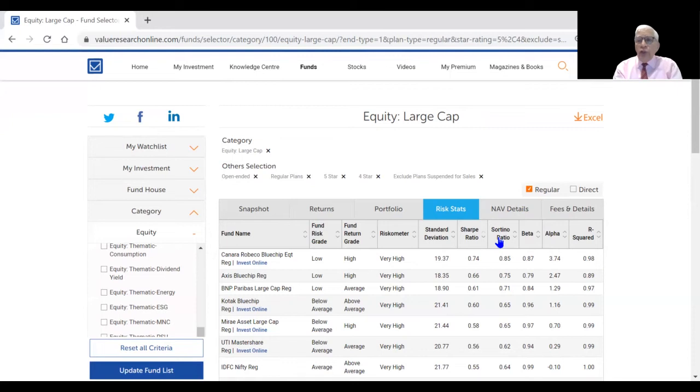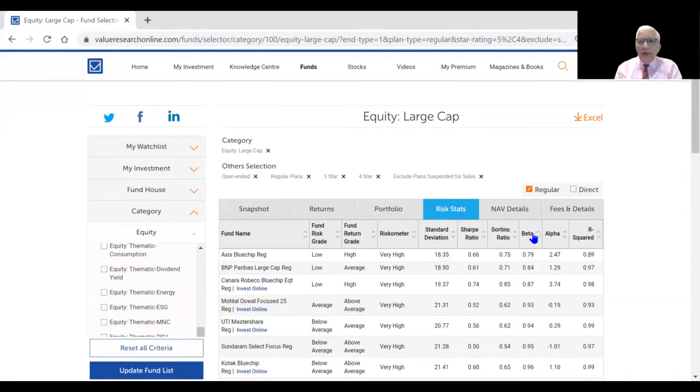Okay, so the Sortino ratio is more liberal compared to the Sharpe ratio and gives a more accurate picture. Again, higher the better. Sharpe ratio, higher the better. Sortino ratio, higher the better. Beta, lower the better. The volatility of the fund will be lesser than the volatility of the market.